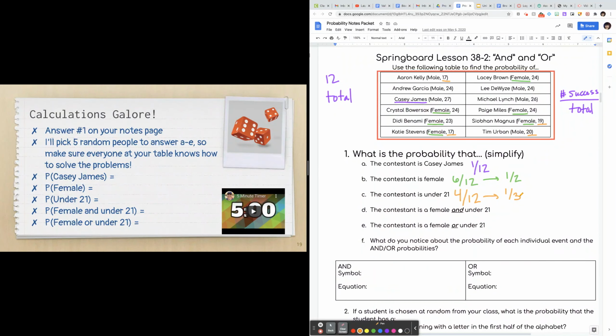Okay, so the last 2 things we have to figure out here are what's the probability that I pick a person who is both female and under 21, and then what's the probability that a contestant is female or under 21. Okay, so in probability, and means the same thing as it does in the English language. And means that whichever person you pick has to fall into both of those categories.